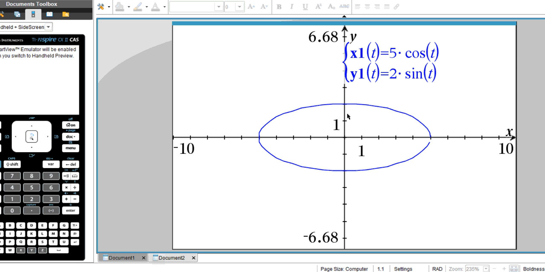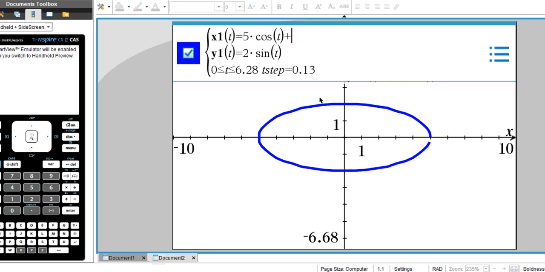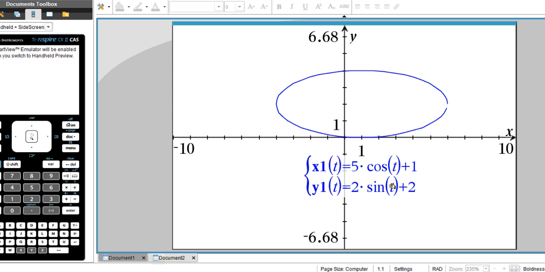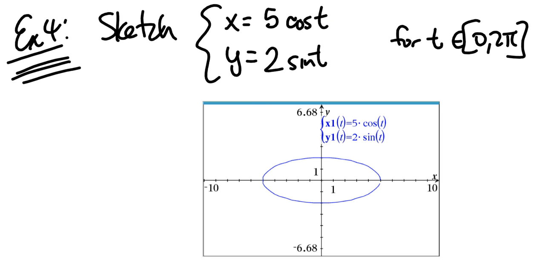Just to be curious, what if we did something crazy? Oh my. What did the +1 do? Well, the +1 moved all the x's to the right 1, made them 1 greater. And this +2 made all the y's 2 greater. So the ellipse has the same shape. Lengths of the semi-major and semi-minor axes are as they were, but the center shifted to the point 1, 2. All right.